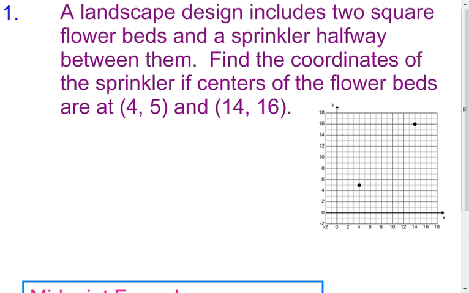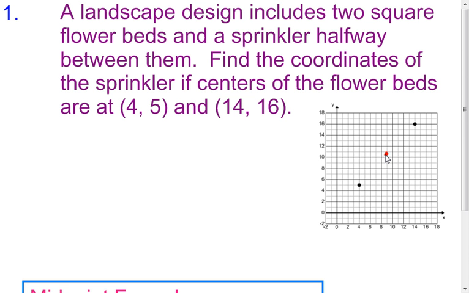All right, here is a problem. It says a landscape design includes two square flower beds and a sprinkler that's halfway between them. Find the coordinates of the sprinkler if the centers of the flower beds are at (4, 5) and (14, 16). So I graphed them here. Clearly the center of the sprinkler will be somewhere kind of around in here, and I'm just estimating that. But we need to figure out where the sprinkler head will be located.